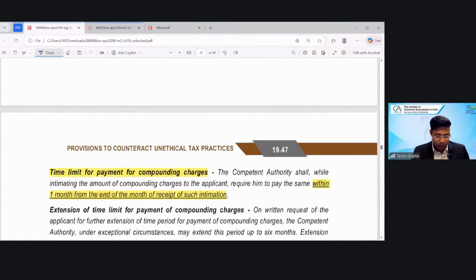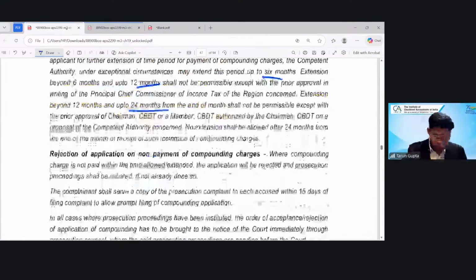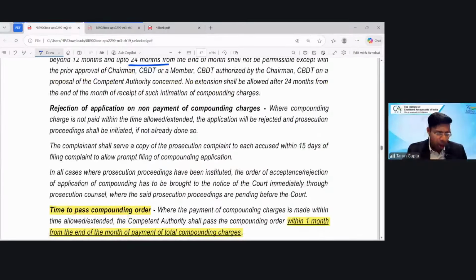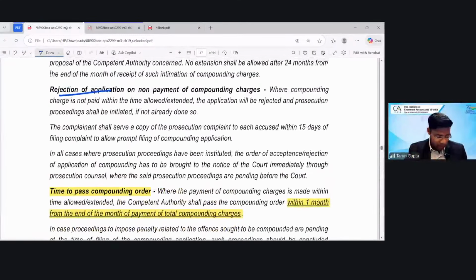Then the applicant has time to pay the amount within 1 month from the end of the month in which such intimation is received by him. This period can be extended to 6 months or 12 months, and ultimately by the CBDT chairman up to 24 months. This period cannot be extended beyond 24 months. If the amount is not paid within 24 months, then the application shall be rejected. The compounding order has to be passed within 1 month from the end of the month in which the amount is paid.